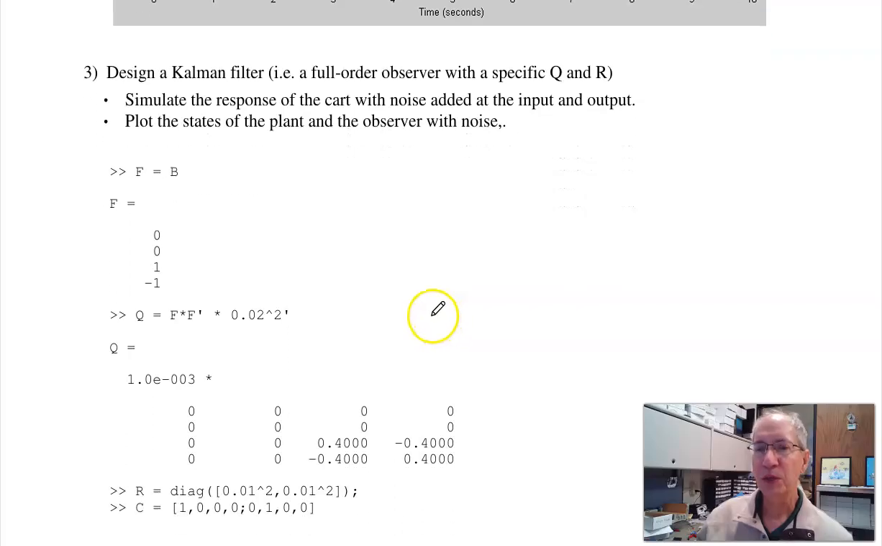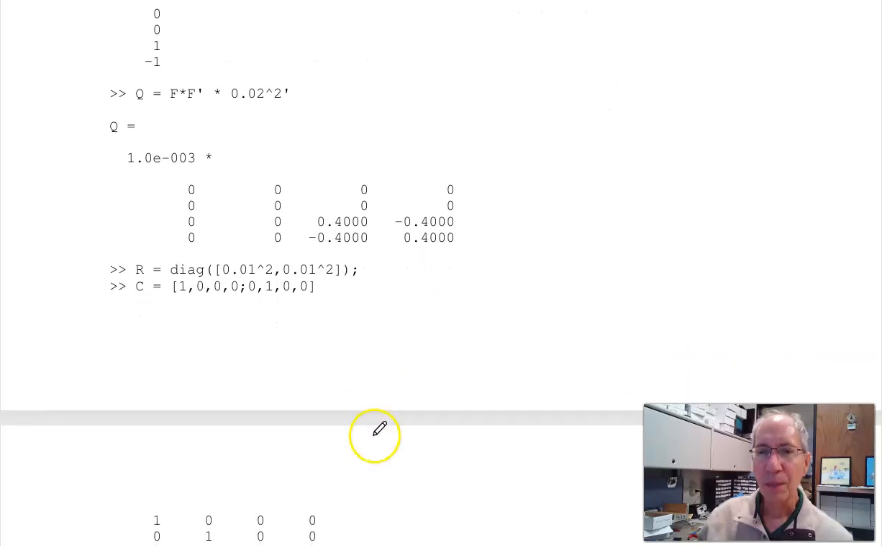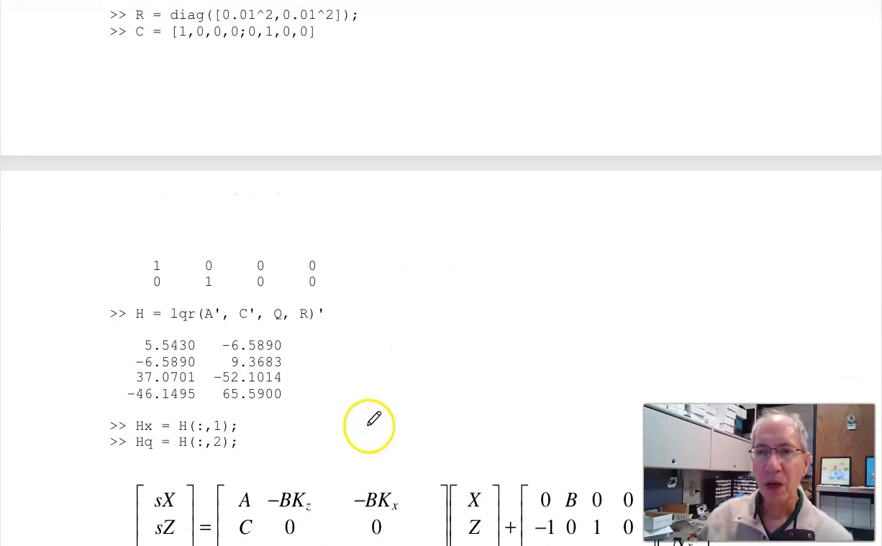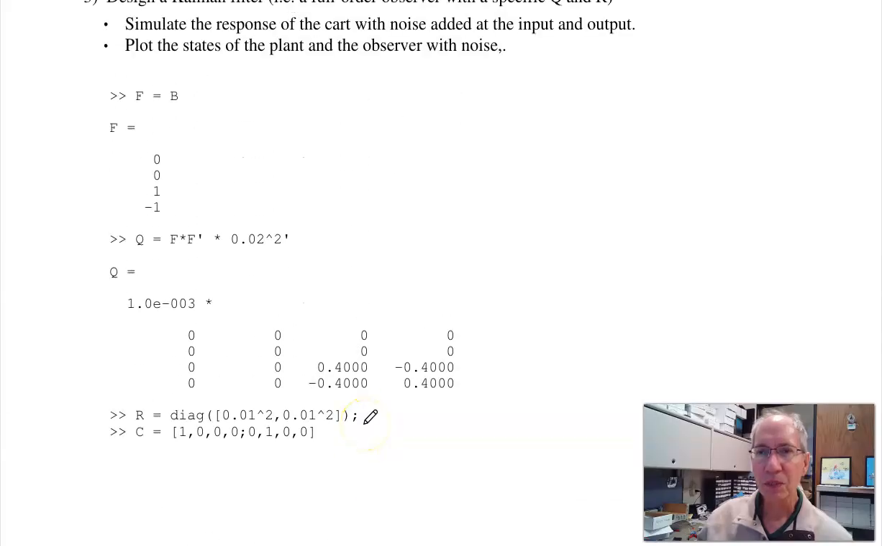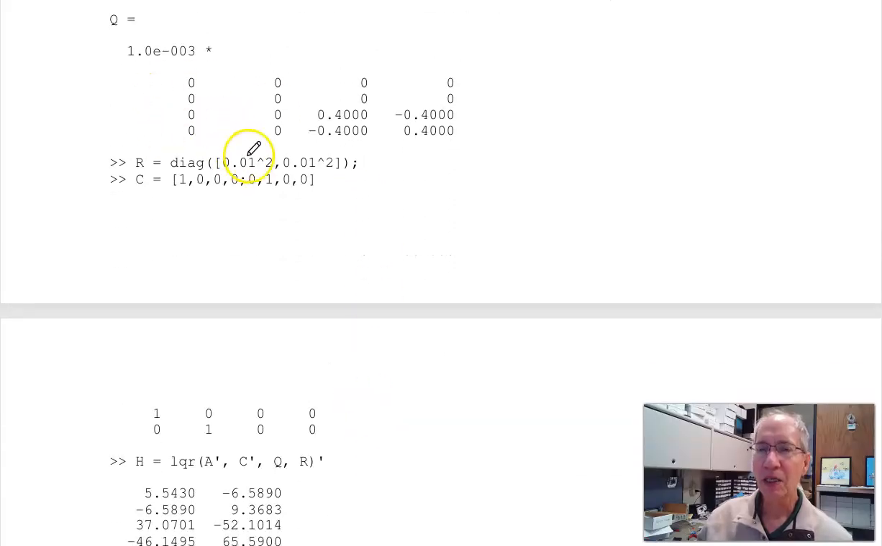For the optimal observer, that's designed using LQR techniques, where Q is F transpose F times the input noise. R, where's R? R is the sensor noise. I've got 0.01 on position, 0.01 on angle. My C matrix is, I've got two outputs, position and angle. So this is X, here's theta.